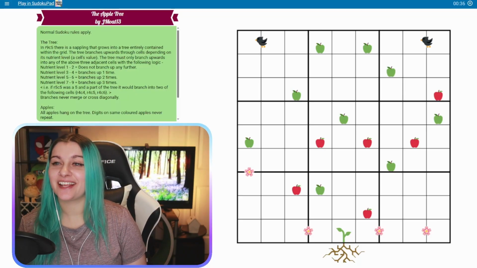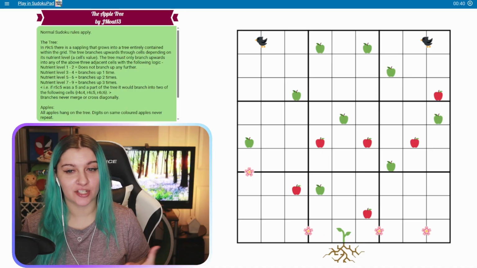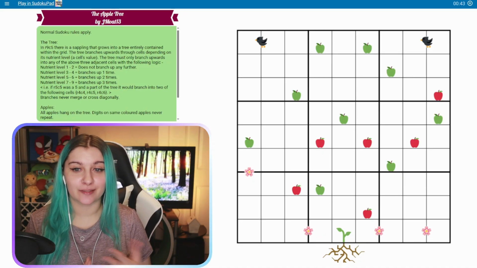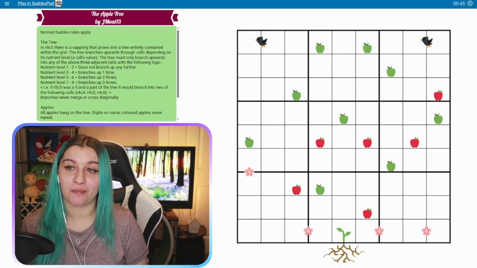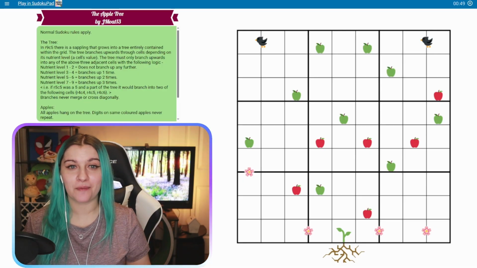Hello, friends. Today we have The Apple Tree by JMoat13, and this is a continuation, a bigger version of the 6x6 puzzle I did yesterday called The Apple Bush. And so I'll put a link for that in the description if you'd like to check that out as well.